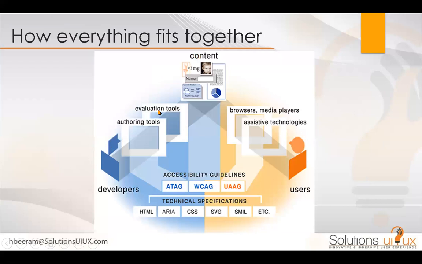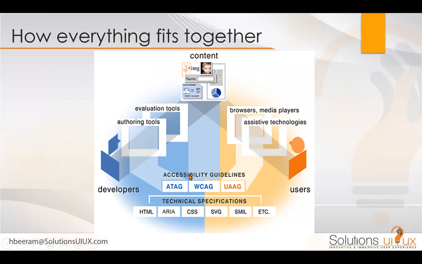Developers use the authoring tools. They're using their integrated development environments where they're coding HTML, CSS, JavaScript, whatever it is, and they're using some evaluation tools, and they are going to make all those changes, and users are going to access these websites, and the browsers are rendering these websites, and assistive technologies are checking into these browsers, and then giving that information so the users can understand that information. So assistive technologies can be screen readers or magnifying tools and anything like that.